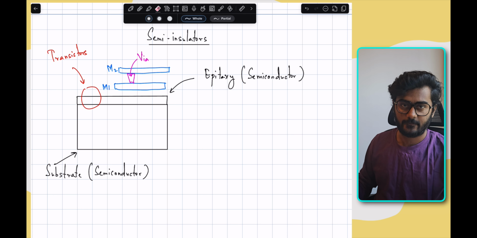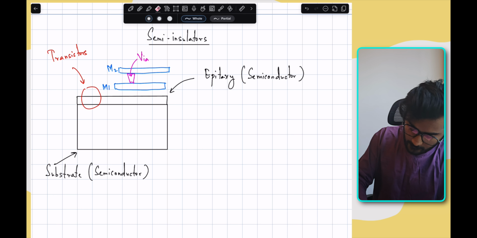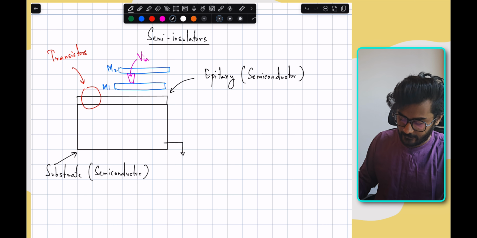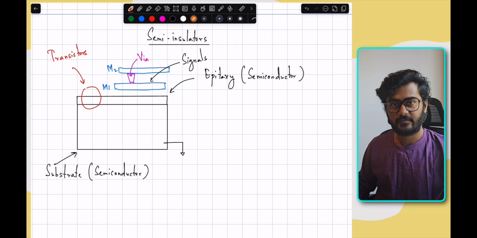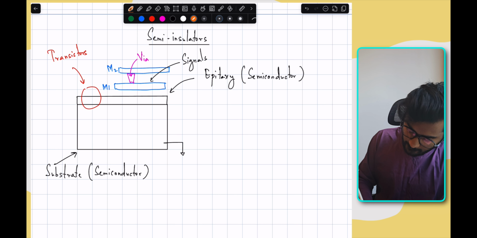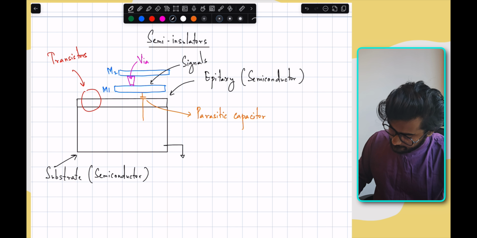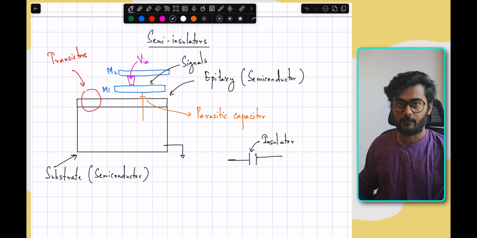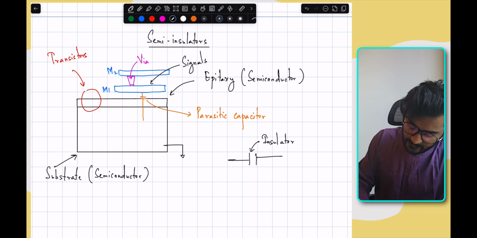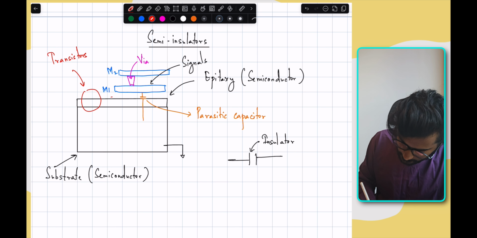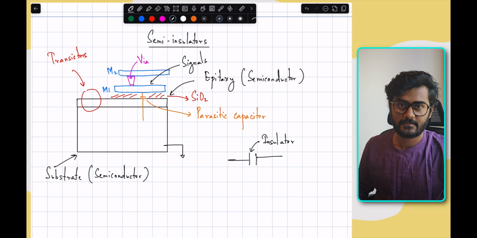When we make circuits, usually the substrate is tied to ground and your signals are routed using the metals. So inherently we can see that there is a capacitance between your metals and the substrate. Whenever you have two conducting plates and an insulator between them, you form a capacitor. And here the insulator is nothing but silicon dioxide. Between each metal layer and your substrate, you fill silicon dioxide. At low frequencies, these capacitors are not that big of an issue. But as the frequency increases, the capacitance will start behaving like a short.